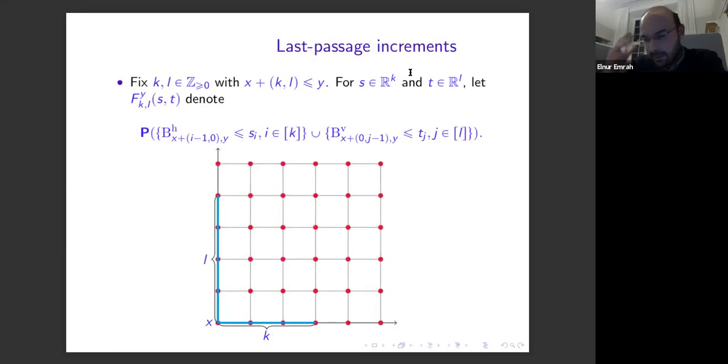Now, in the result that I will mention shortly, for simplicity, I will just focus on this type of L-shaped down-right path. So K and L will denote the horizontal and vertical lengths of the segments of this path.